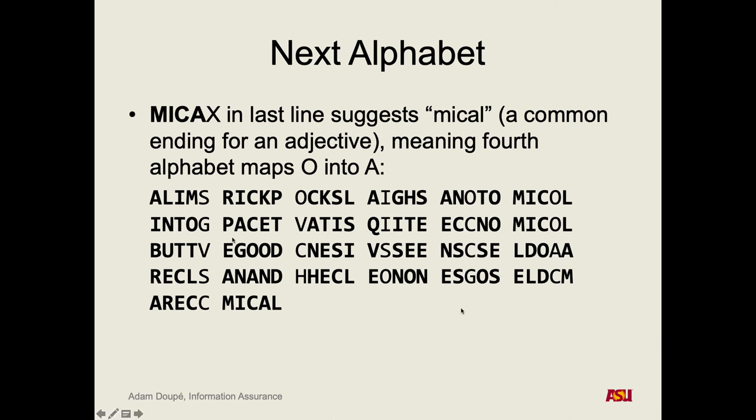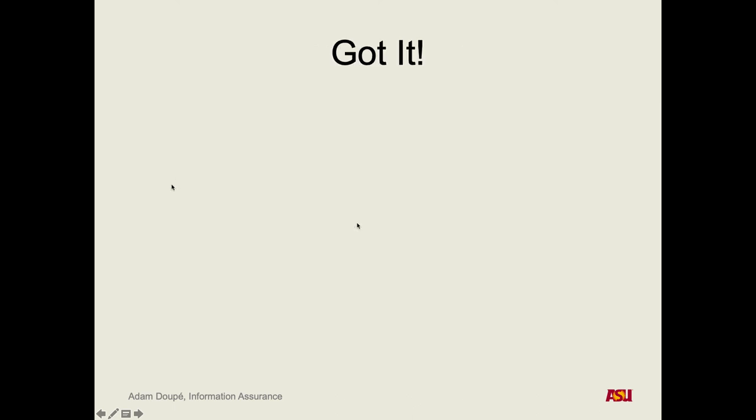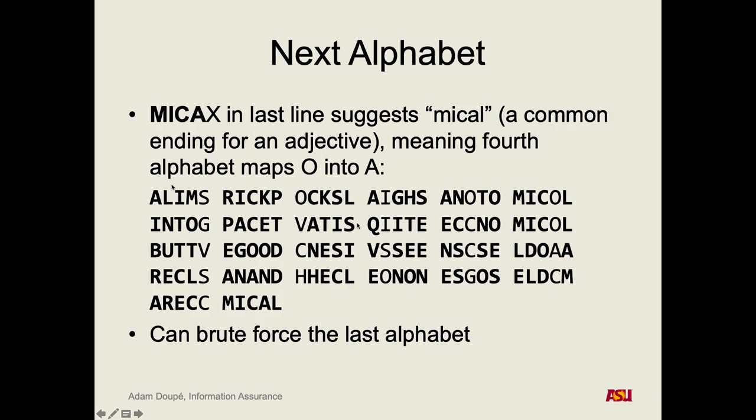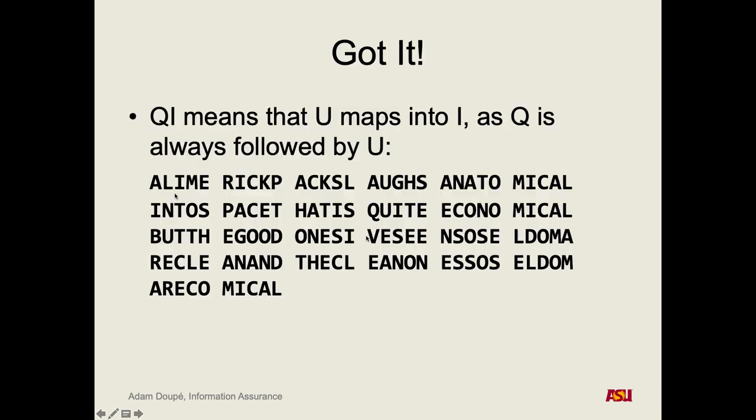So we could do anything. We could brute force it right at this point, which would be easy. Or we could use all the cues that you're thinking about. We could also use, let's see, QI here. If we know it's a Q, a U highly likely follows it. So we could try that. All kinds of tricks that you could try here.